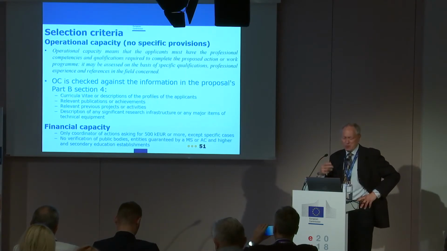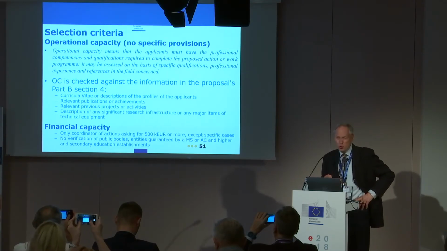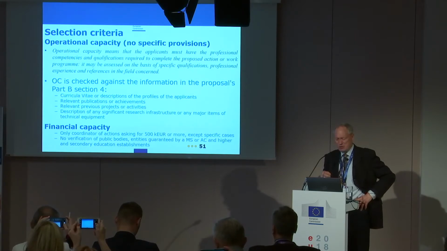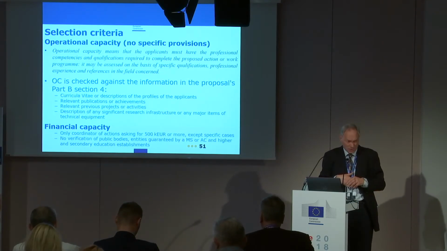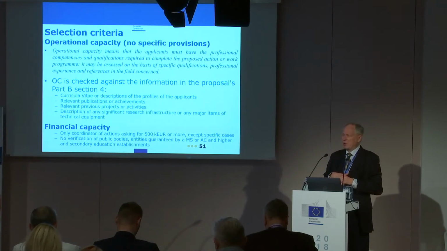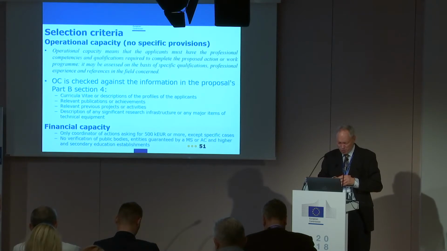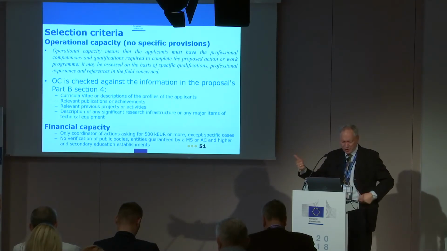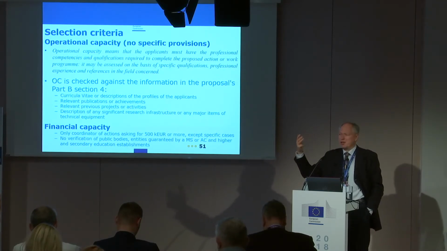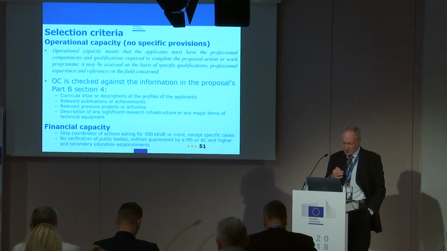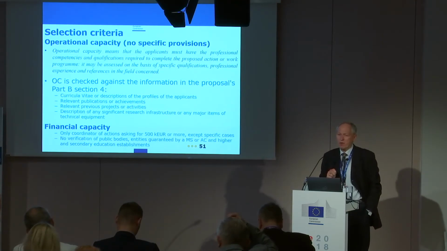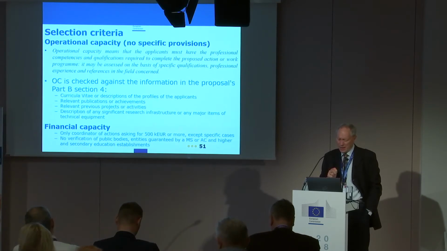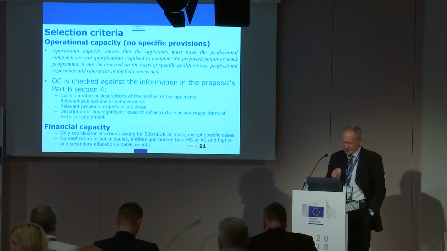All participants in the proposal must have the operational capacity to do what they promise to do in the proposal, what their task is in the proposal. They must have the skills, the experience, but also the equipment. And we check that. I've talked about it in section 4 of part B of the proposal: curricula vitae, description of the organizations, publications, earlier achievements, and so on. We also check the financial capacity of the coordinator for any proposal that has more than 500,000 euro funding and where the coordinator is not a public body, and so on.